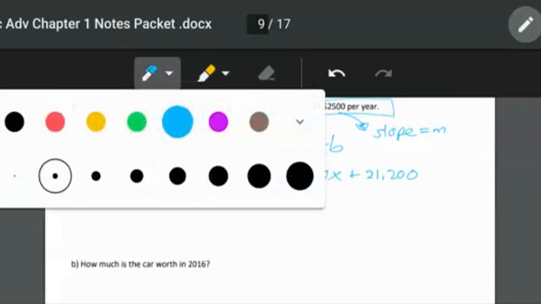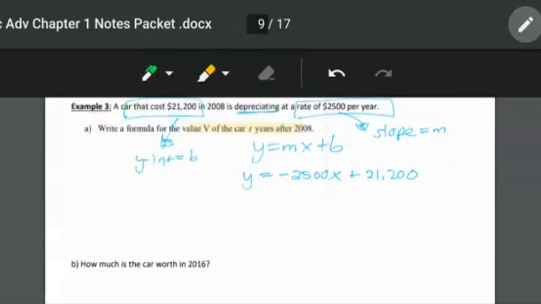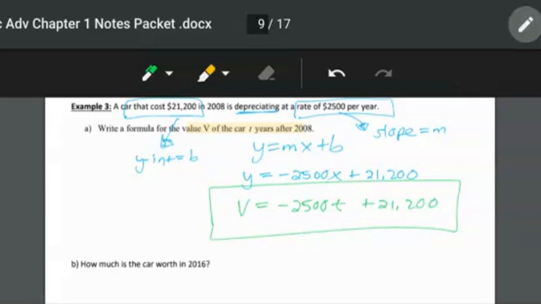So we can swap out our letters. Instead of a Y, we're going to put a V, negative 2,500 instead of an X, we will put a T, plus 21,200. And that's what they're looking for. Write a formula for the value of the car T years after 2008. That means we could plug in any year after 2008. Say we want to know what the value would be 1 year later, 2 years later, 10 years later. Plug that number in for T, and we can figure out what that value is.